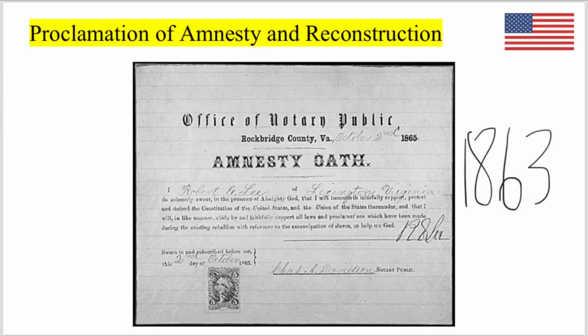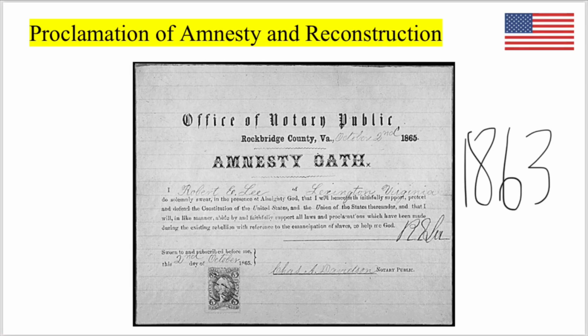So, as the Confederates were able to win a few more battles and gain the momentum in the war, President Lincoln thought up this plan for reconstructing the Union after the war would end. So this was the Proclamation of Amnesty and Reconstruction in 1863. Basically, its goal was to reconstruct the state governments in the South so that the Unionists were in charge rather than the Confederates or secessionists.